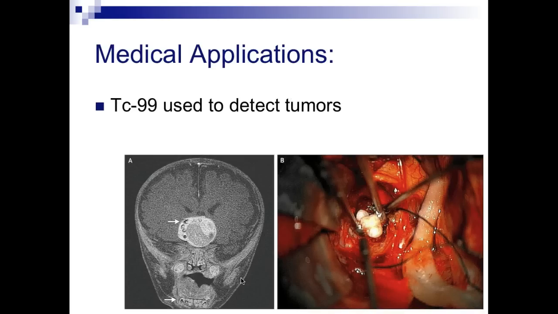Technetium-99 is used to detect tumors. Sometimes you'll be exposed to technetium-99, and that will go through your body and show where the tumors are in your body so that people can perform surgeries and get those tumors out.